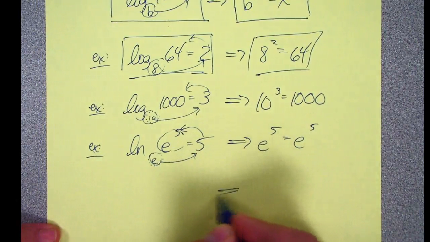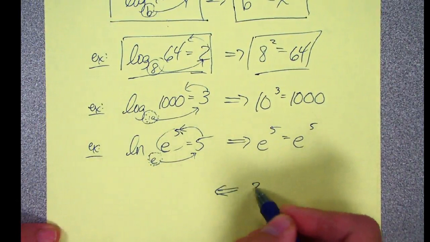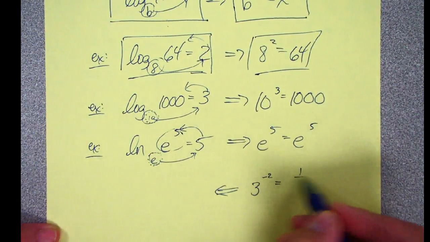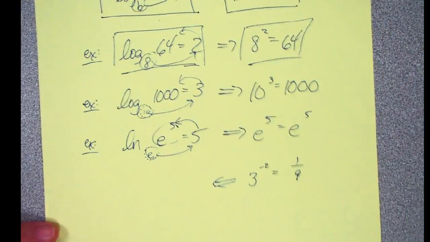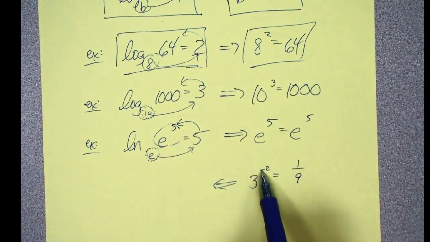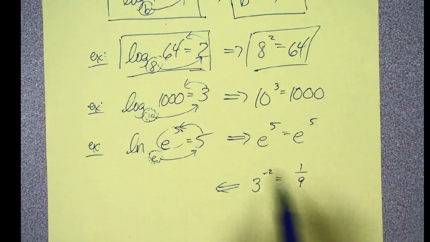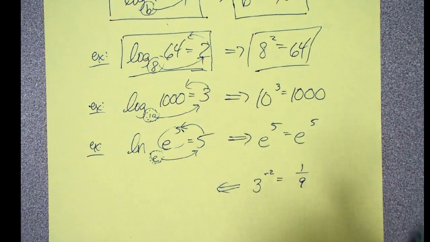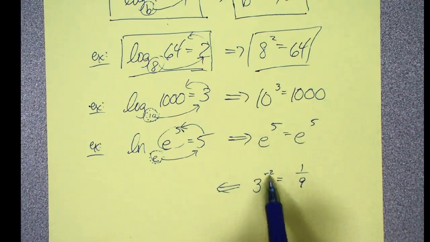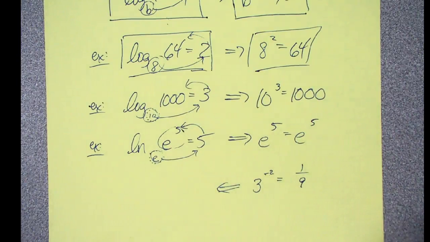If you had to go the other way, let's say 3 to the negative second equals 1/9. So let's talk about that for a second. Remember, negative exponents flip things over. So 3 squared would be 9. But because it's a negative exponent, it doesn't make the answer negative, it gives it a reciprocal. So it flips it. So 3 squared would be 9. 3 to the negative second is 1/9.